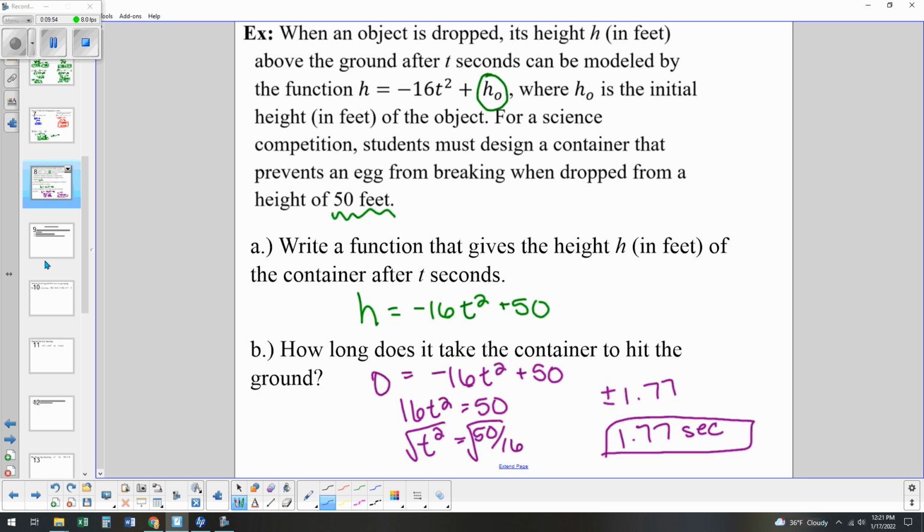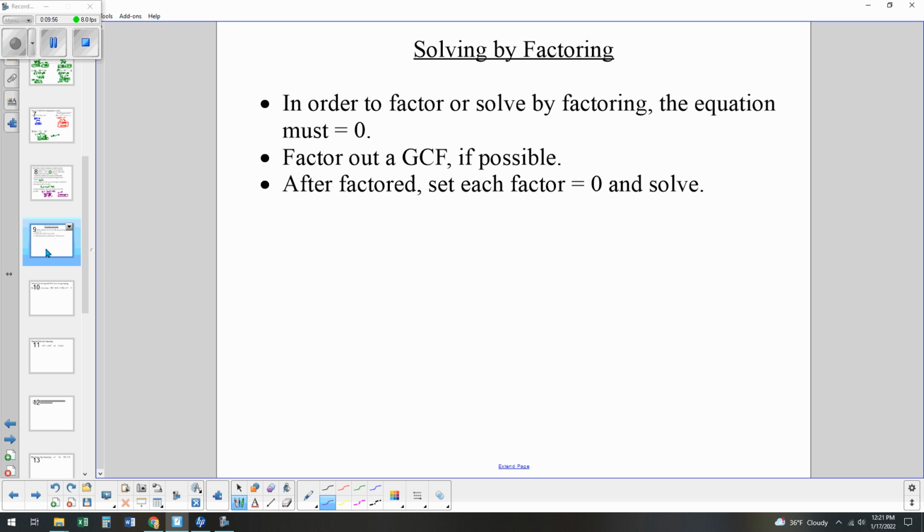All right, the next type we're going to look at is solving by factoring. So in order to solve by factoring, the equation must equal 0. If there's a GCF, factor it out. And now that we are solving by factoring, we don't really need to see the GCF in our answer because it's gone, right? Unless the GCF was a variable, the number divides out and it goes away. After factored, we're going to set each of the factors equal to 0 and solve them.